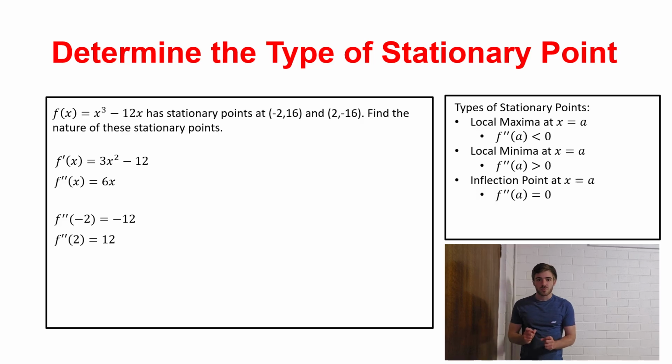Once we've done that, we can now determine what type they are based on if we had a positive number, a negative number, or if it equaled 0. If the result was negative, you have a local maxima. If the result was positive, you have a local minima. And if the result was 0, you likely have a stationary point of inflection.